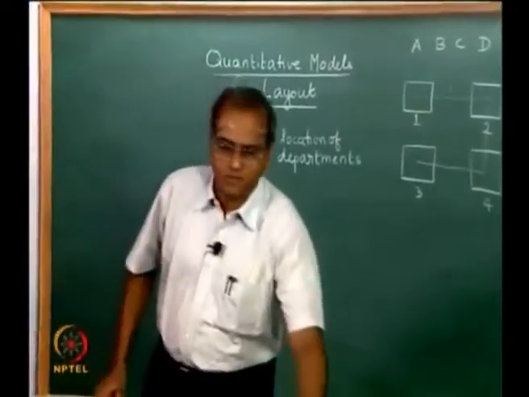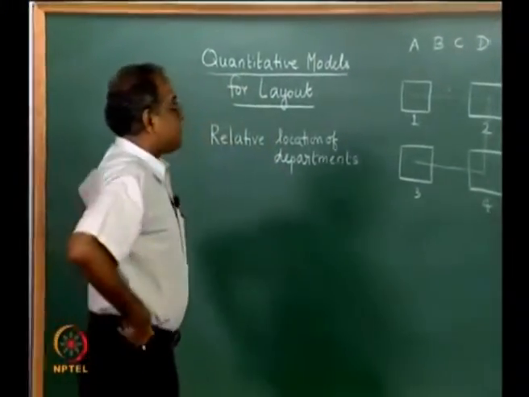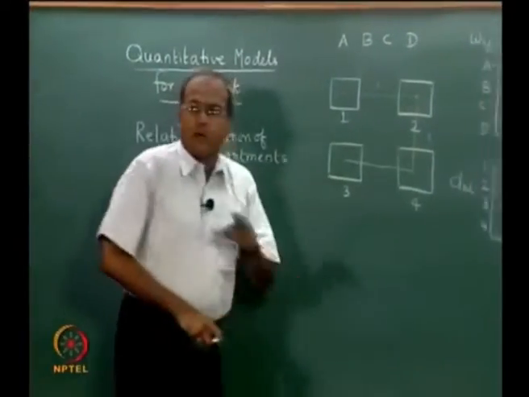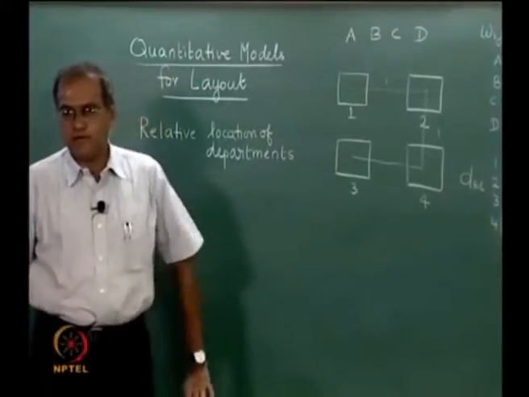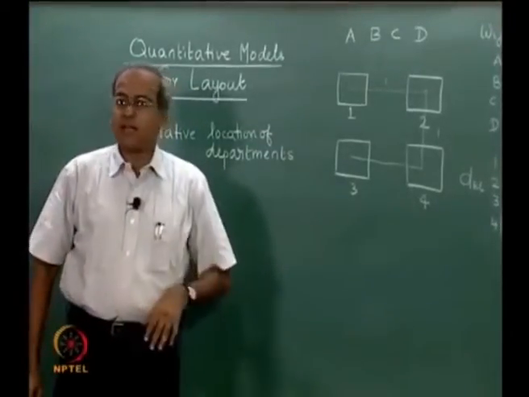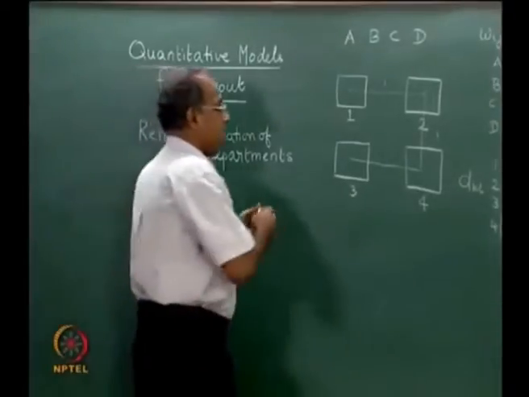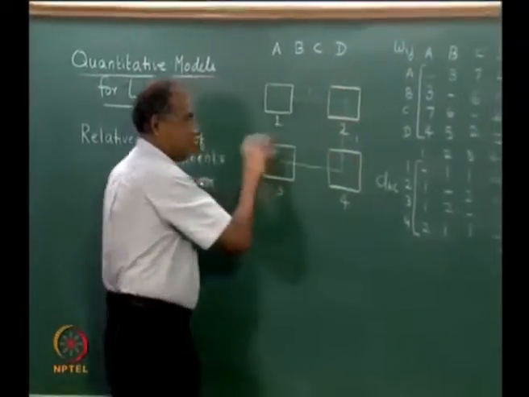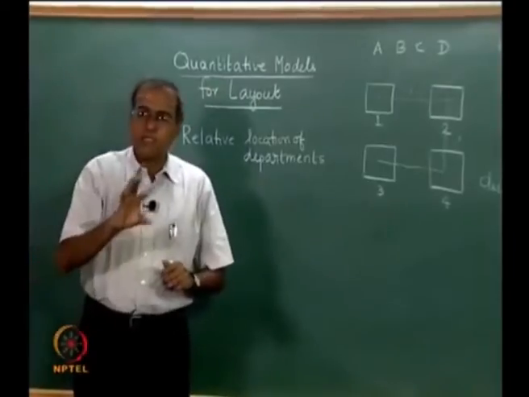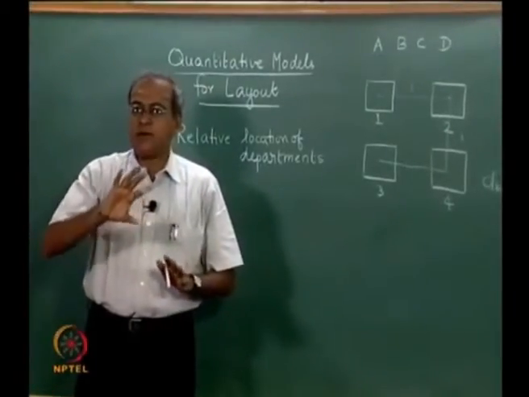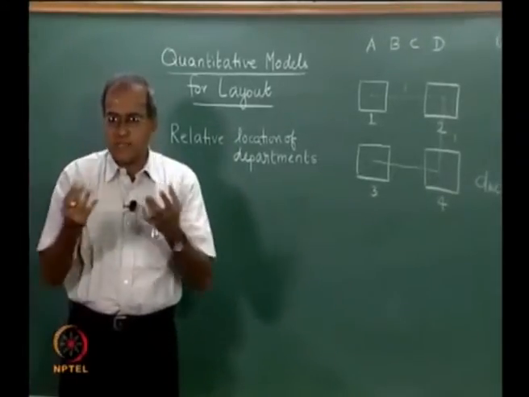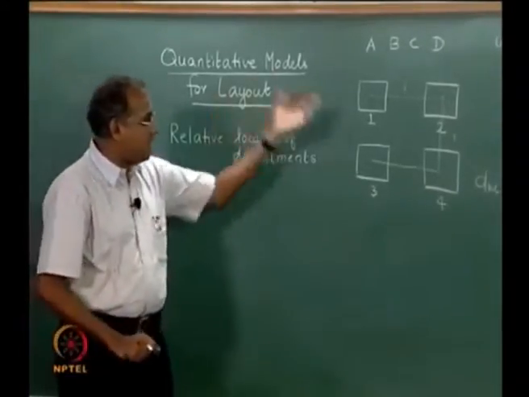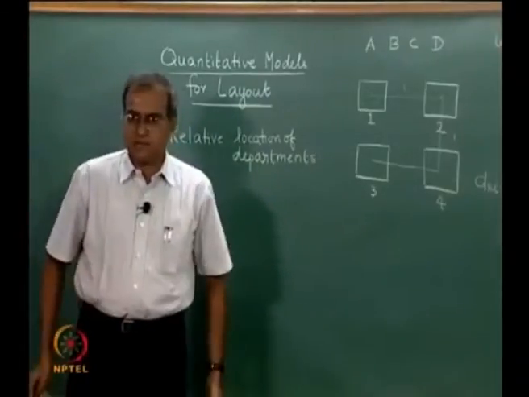Now, let us come back to one of the assumptions of the quadratic assignment problem, which is this. First of all, we have an equal number of facilities and sites. That is the first assumption that we have. The second assumption is that all the departments require the same area, they do not require different areas, and all the sites are of the same area, and therefore, any department can go to any site.